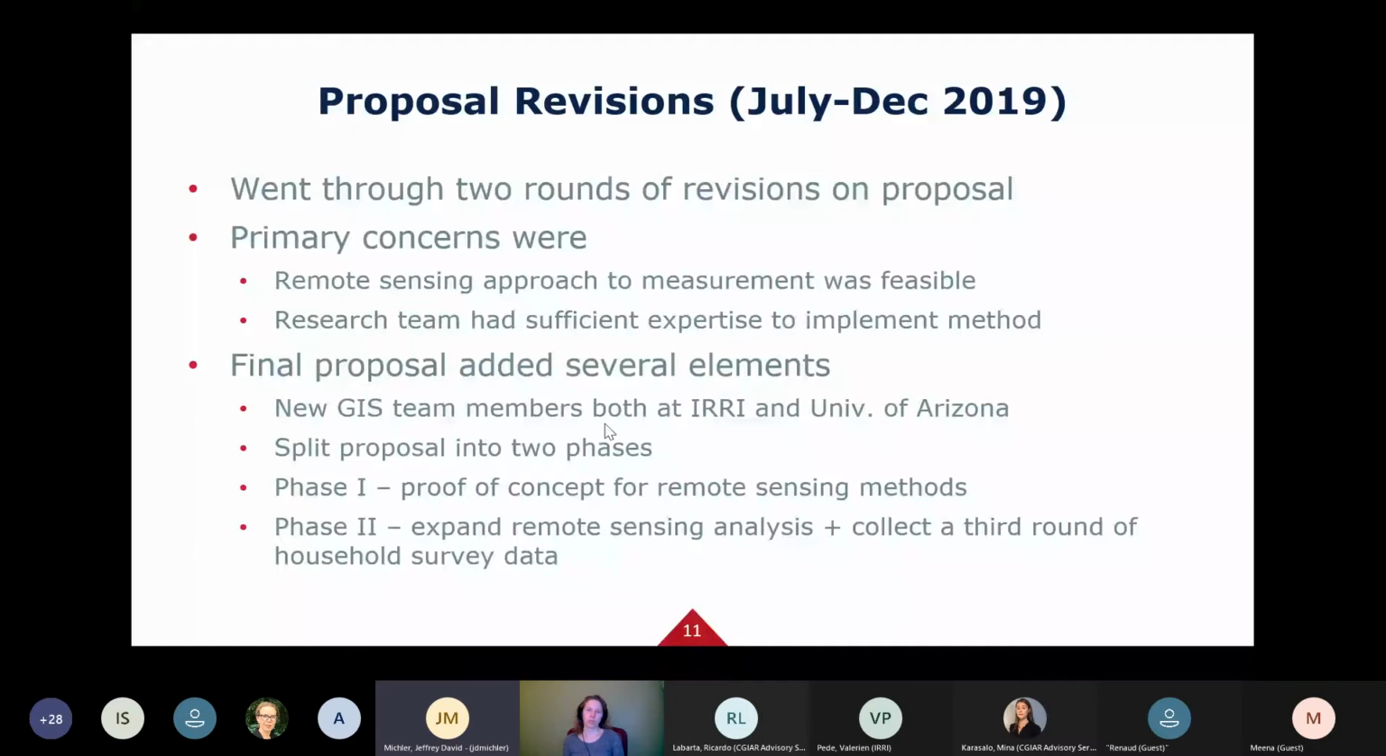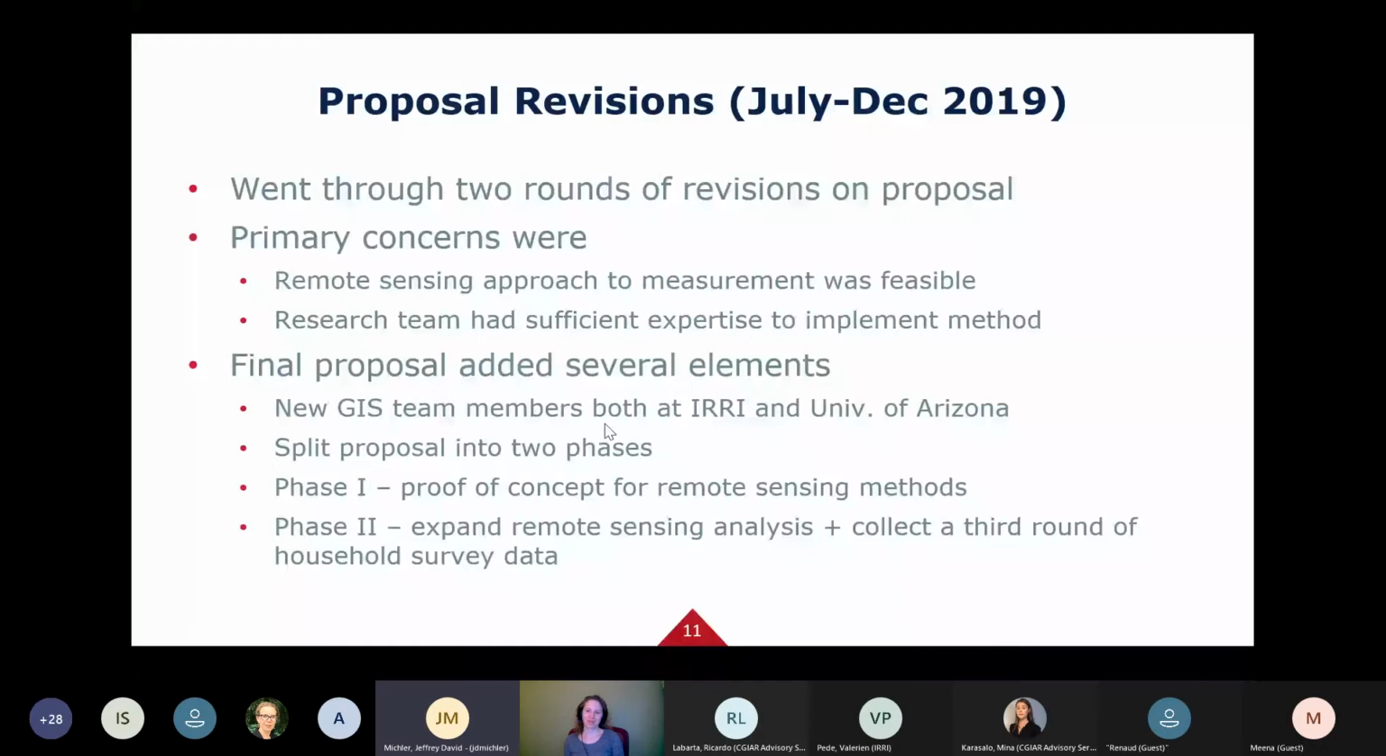And if it is feasible, do we as a team really have the expertise to implement these methods? And so through revisions, we added some more GIS team members, both at IRRI and the University of Arizona, and we split the proposal into 2 phases. So we've just completed phase 1 and submitted our technical report to Ricardo and Karen last week. Phase 1 was basically a proof of concept that the remote sensing approach is feasible and that we can accomplish it. We won't show you any results here, but I think we've been successful. We'll see what SPIA says, fingers crossed.